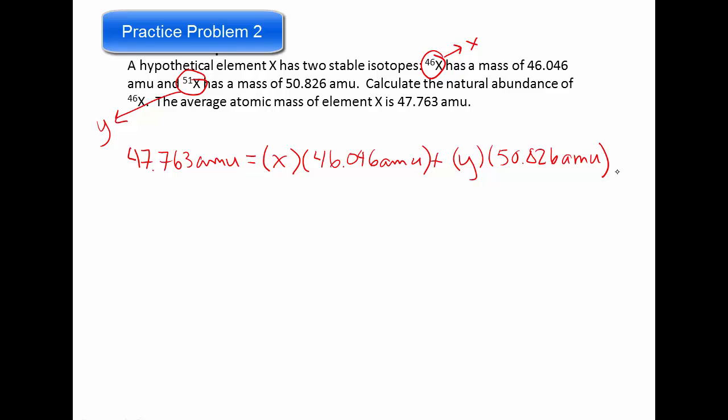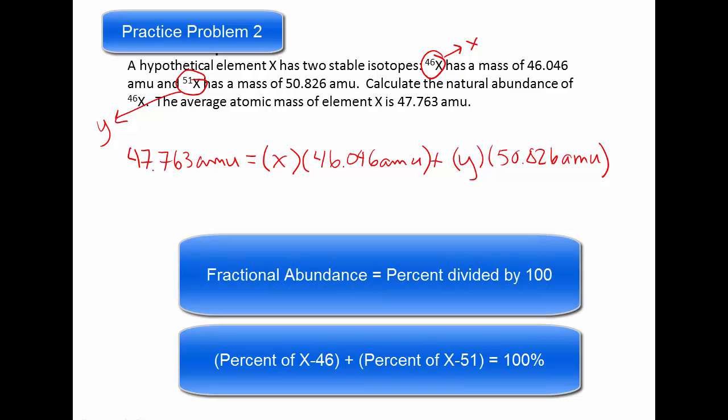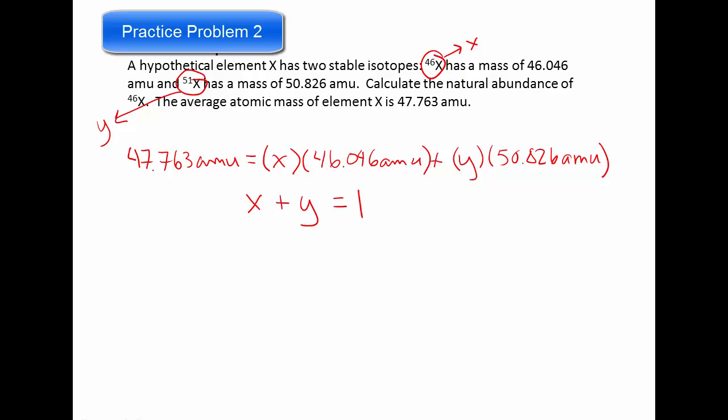AMU. Now, if you think that you've got it, if you didn't do it before, try it now by pausing the video and giving it a whirl. If you're still stuck, let me help you with this next step. We know that if there's only two stable isotopes, their percentages need to add up to 100%. So if we are talking about fractional abundances, 100% divided by 100 is equal to 1. So our fractional abundances add up to 1. And now we have two unknowns, but we have two equations, so we can solve for it.